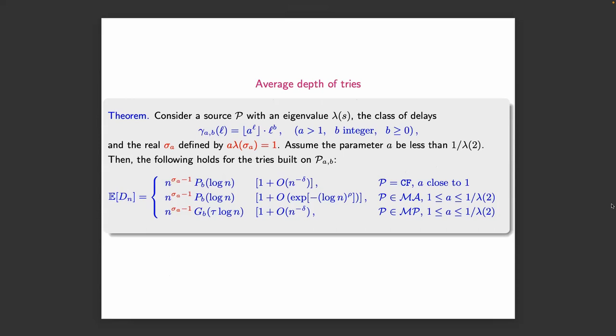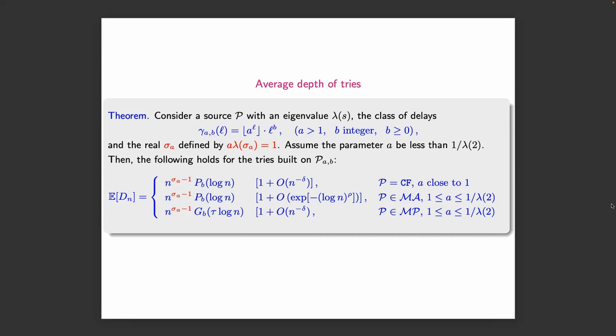Now for the twine. So I consider a source with an eigenvalue on the first class of delays, exactly. And now an important thing is a real sigma sub A, which is defined as a function of the dominant eigenvalue by the equation A times lambda at the power sigma of A at the point sigma of A equals one.